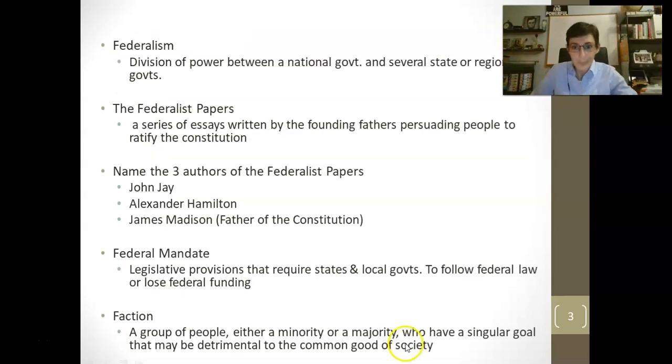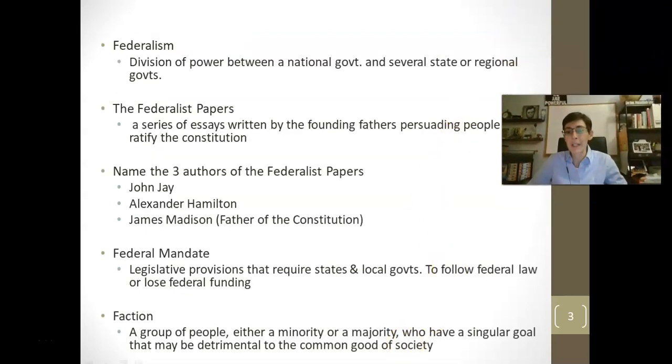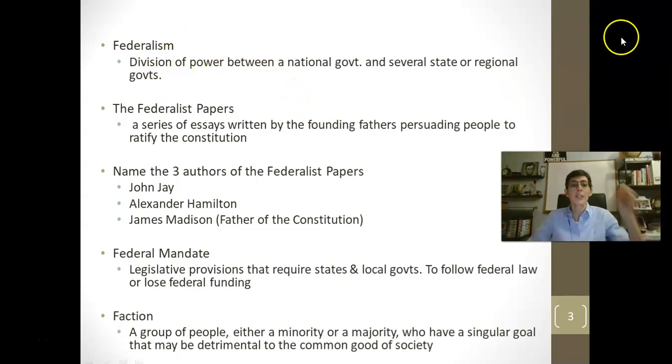So here we go. Federalism in and of itself, here's a definition up here, right? It's a division of power between one national government and several state or regional governments. So you have one big national government, and then underneath it, you've got states.